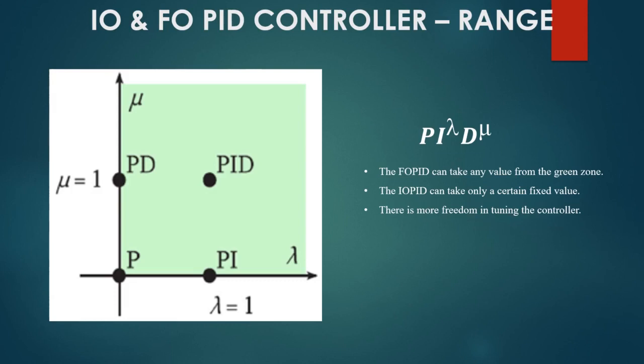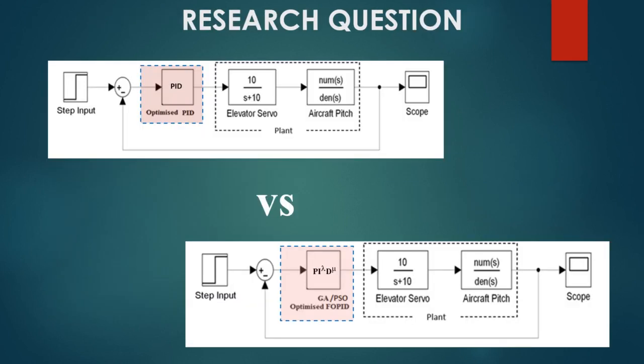The system under consideration would first be implemented using a PID controller and then using a fractional order PID controller, and in both cases the PID control parameters would be optimized using particle swarm optimization and genetic algorithm to give us the best selection of the controller parameters.